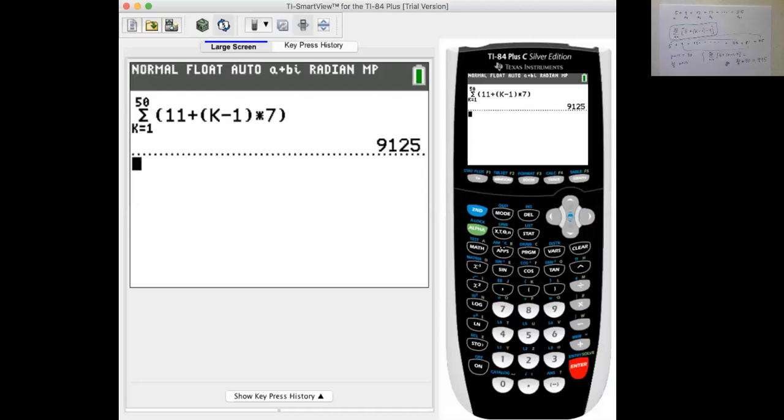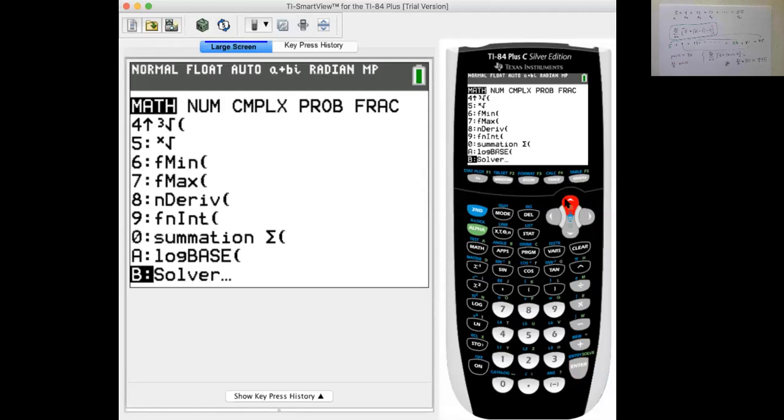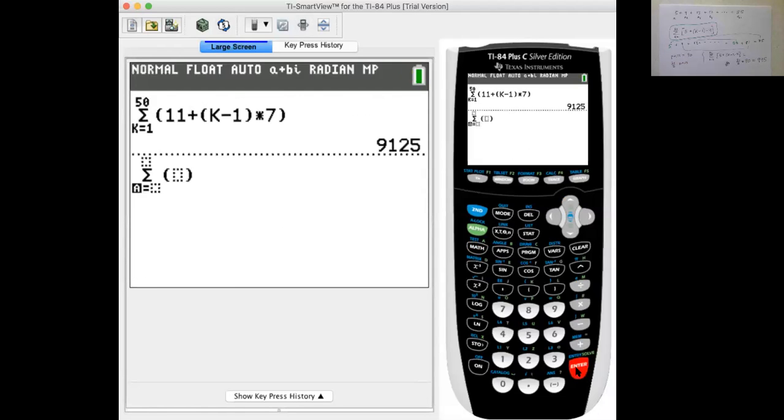To the graphing calculator we go. Again, math, 0 is summation. And what do I want? K, it's in alpha numeric mode. K goes from 1 to 21 of 5 plus k minus 1 times 4. 5 plus alpha k minus 1, parentheses, times 4. And we hope we get the same number we had on the paper, which was 945. And we do.